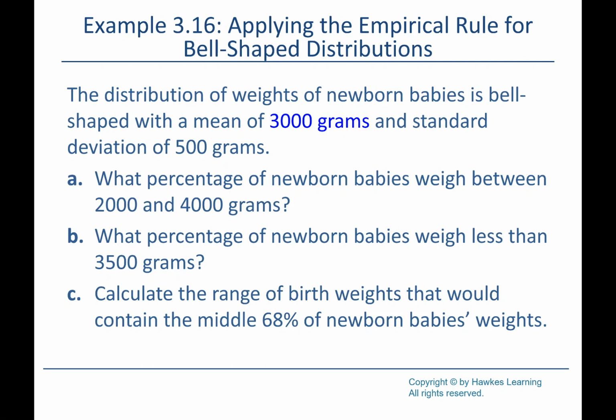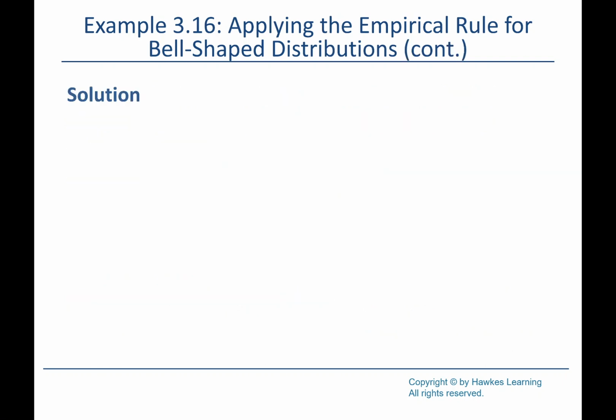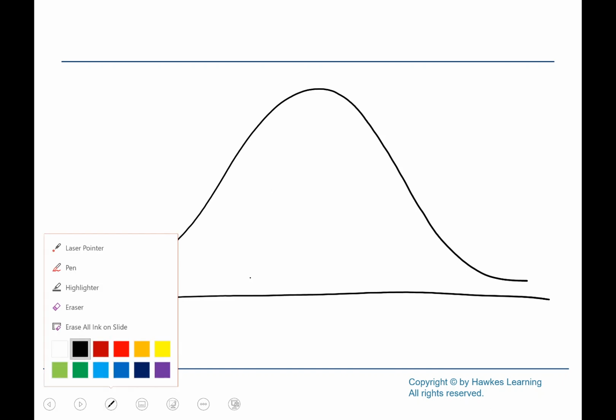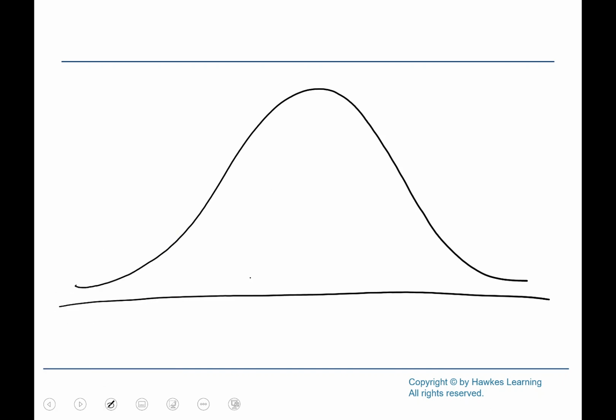The way I work these, no matter what it's asking me, is I start off drawing the little bell-shaped curve, and then I label it. I've got a blank side here, so I'm going to draw my little bell-shaped curve, and then here's my axis down here. Then I'm going to label it. It told me in the setup to the problem that the mean, what was it? The mean was 3,000 grams.